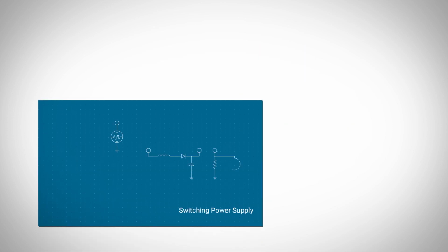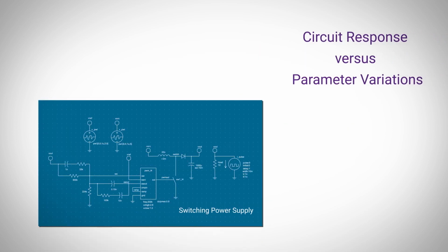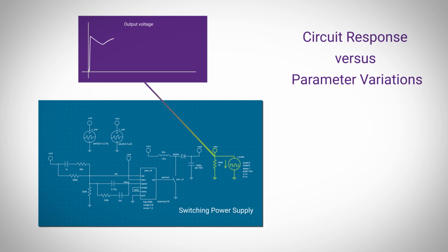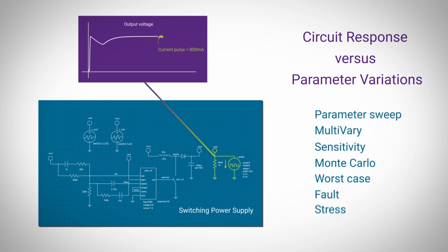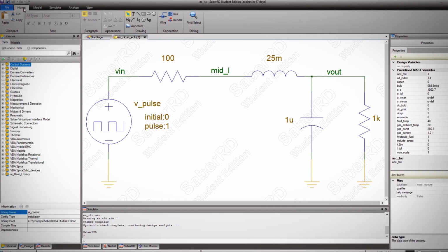The most powerful feature of simulation is the ability to modify parameters and see how the circuit response changes. SaberRD offers a variety of ways to change parameters and measure the effects. Throughout this video series, you will see how SaberRD uses this capability to perform advanced analyses such as experiments, sensitivity, and stress. Let's look at some of the ways to vary parameters within SaberRD.